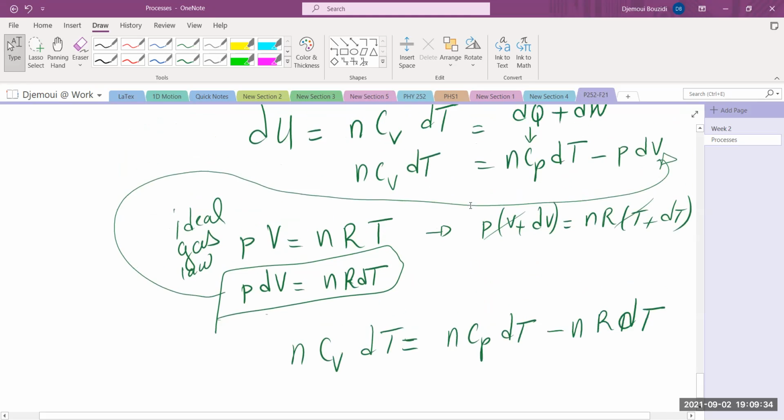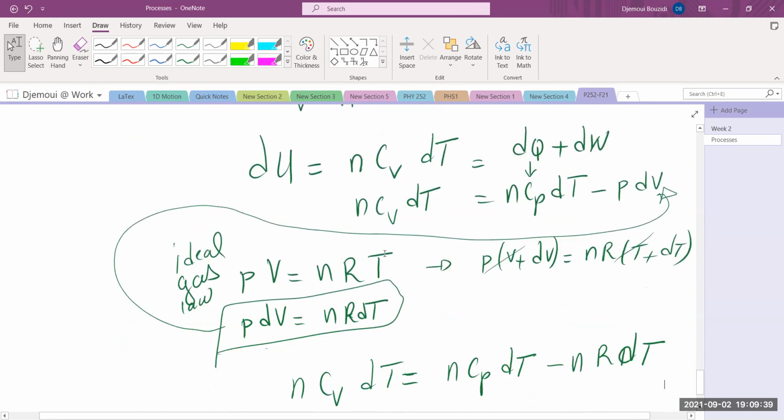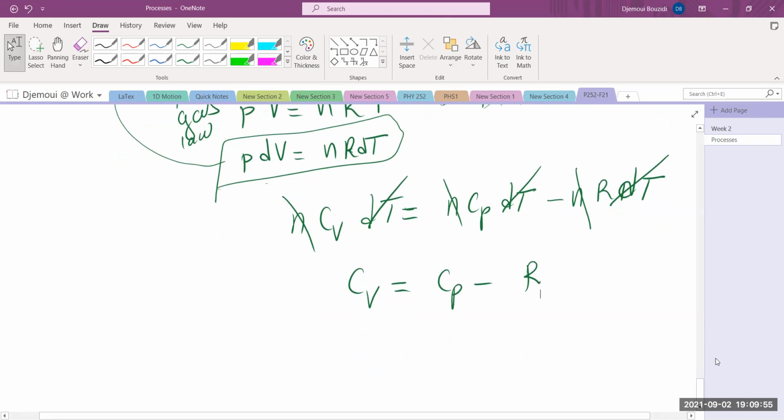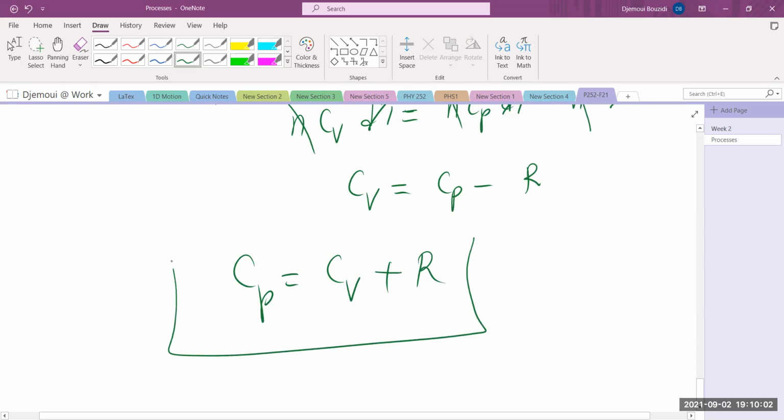Obviously, I took it between two arbitrary points in here, V and V plus dV and T and T plus dT. So it doesn't matter, they should cancel out. So the dT cancels from both sides. The n, I took an arbitrary number of moles n, so they cancel also. And there is a relationship between Cv and Cp and R, which is usually written as Cp is equal to Cv plus R.